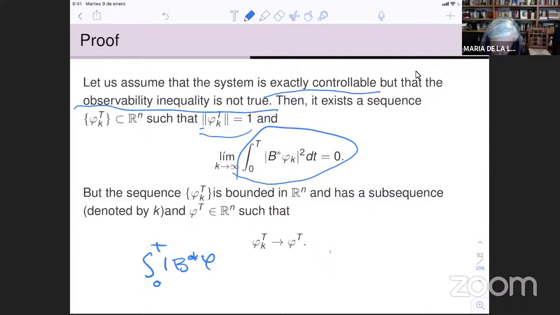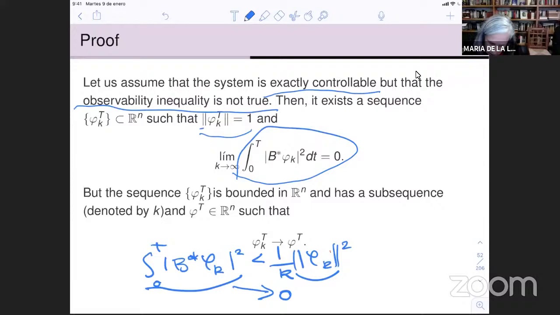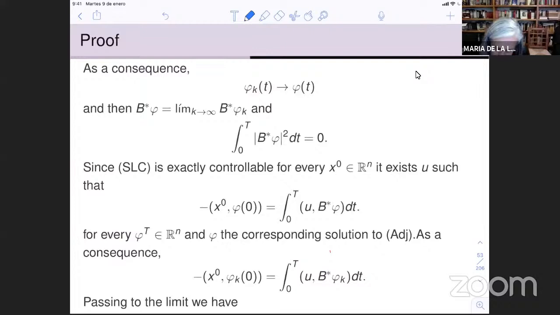Since the observability inequality is not true, I can construct something like this. In fact, I can put this equal to one here. So this part is going to zero, okay? But this sequence is bounded in R^n, and we have that at least for a subsequence, this converges to some initial datum, okay? And then the solutions are going to converge.